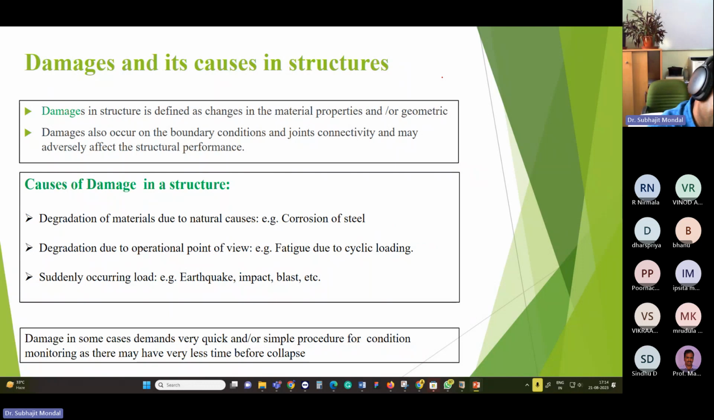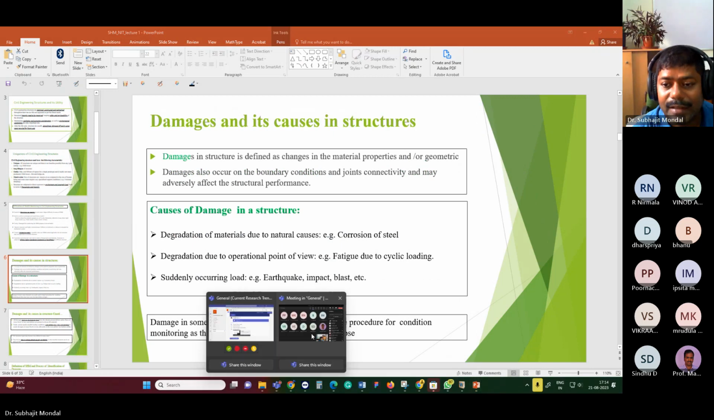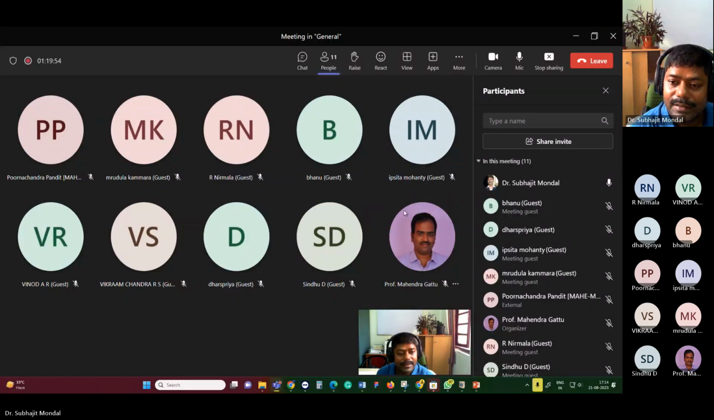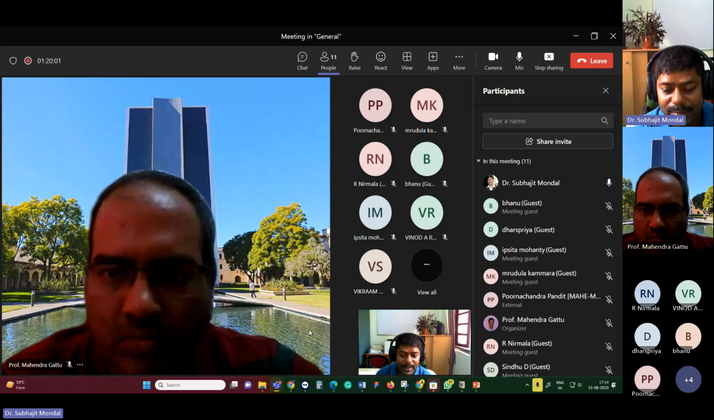Now, if we are able to identify the damage in our visual inspection, then you have to model it. If you want to model it in FEM, then you have to see how we can model. So, do you have any idea how we can model the structure? How can we model the damage in our structural health monitoring? Can anybody explain? Manu, Nirmala, Sindhu, can you explain how we can basically model the damage?